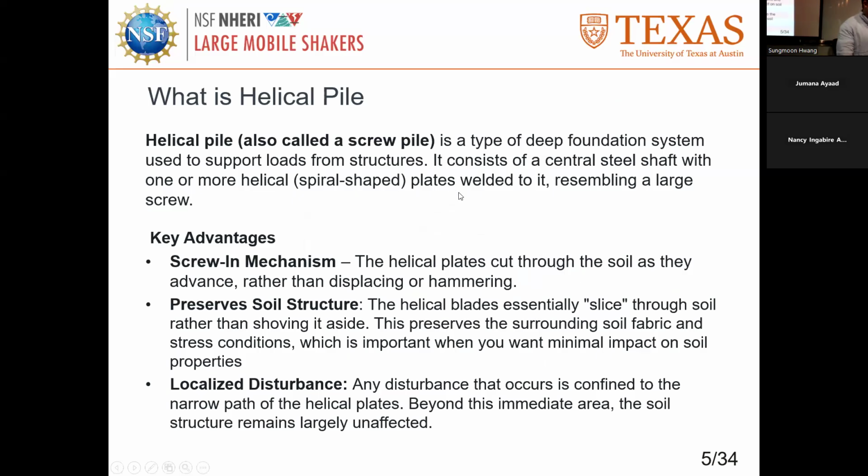And why use the helical pile? Helical pile consists of a central steel shaft with one or more helical plates, and is supposed to screw into the soil, not displace or hammer it. So it preserves the surrounding soil fabric and stress conditions. And importantly, the disturbance is localized to the narrow path of the helical plate. We got lucky that there's a professional helical pile company near Austin, about a 2 hour drive. So this helical pile was custom made with discussion with the professionals.